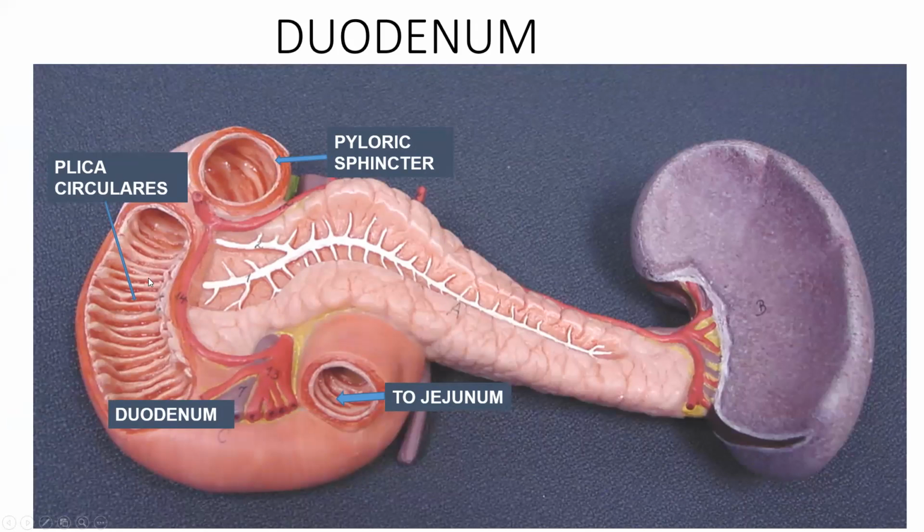Now you'll notice these ridges. These ridges here are called the plicae circularis. The plicae are folds inside the small intestine to increase the surface area. Here it's to increase the surface area for the complete digestion. When we get into the jejunum and the ileum, it is all about absorption at that point. So we increase the surface area to absorb.